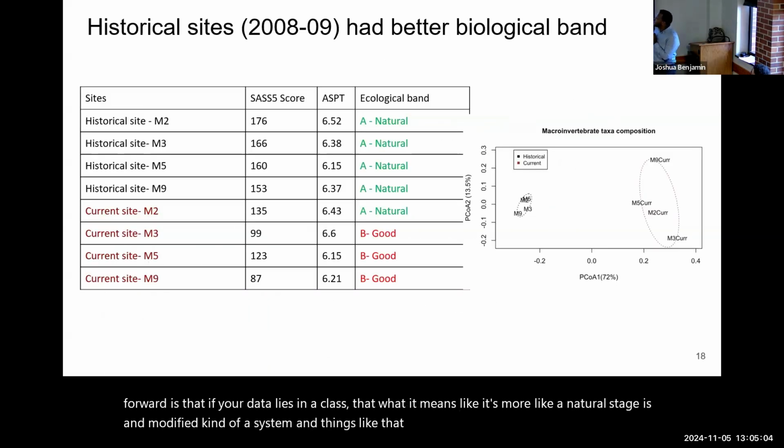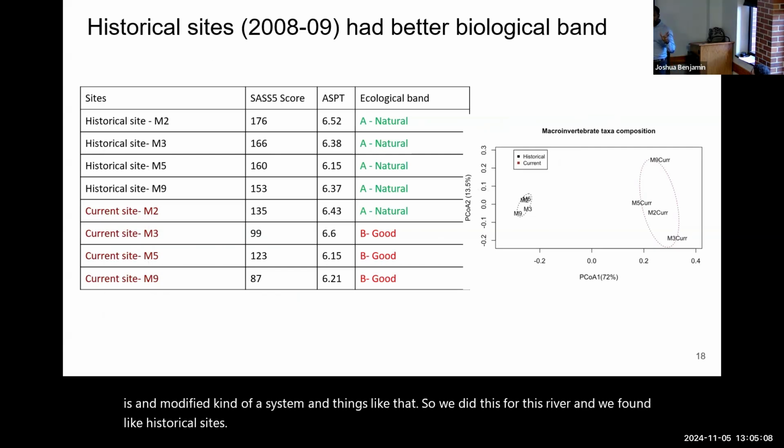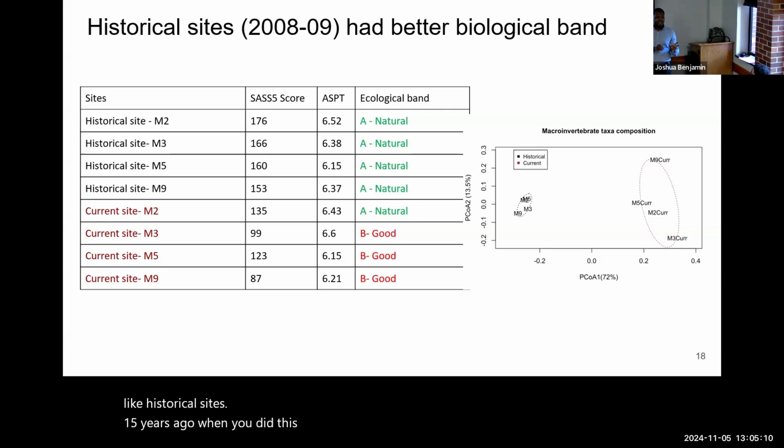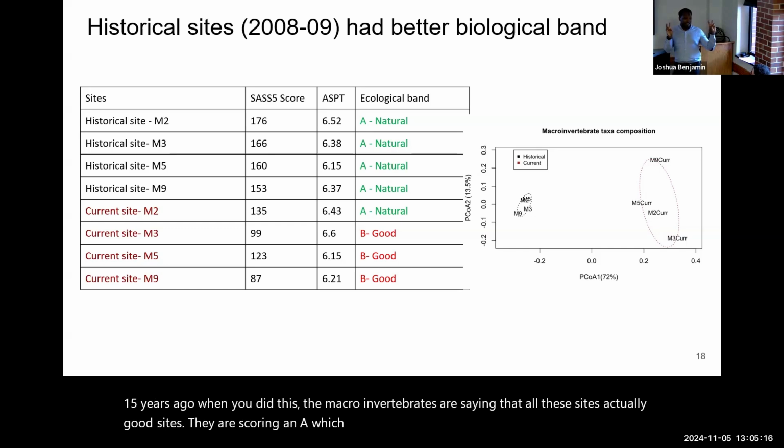So we did this for this river, and we looked at historical sites from 15 years ago. The macroinvertebrates are saying that all these good sites are scoring an A, which is almost like a natural state, more like pristine.